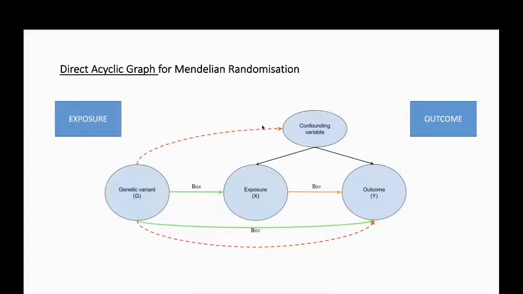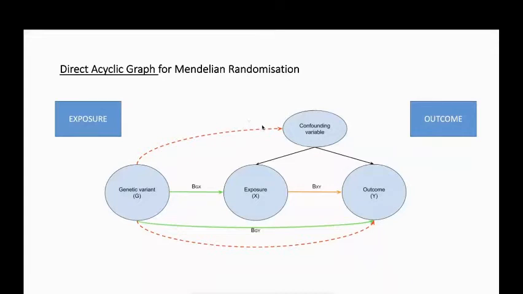And more formally, we can discuss Mendelian randomization using what are called directed acyclic graphs, or DAGs. It's a fancy name for the structure of Mendelian randomization. It's a schematic diagram. And again, exposure and outcome are the key divisions here.